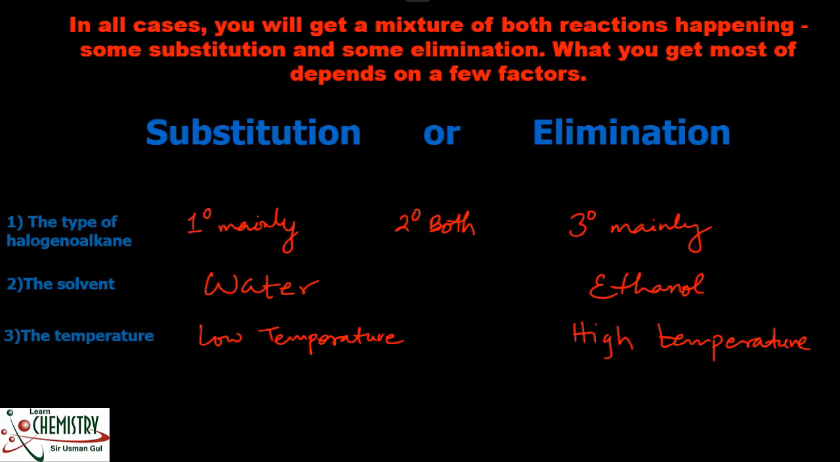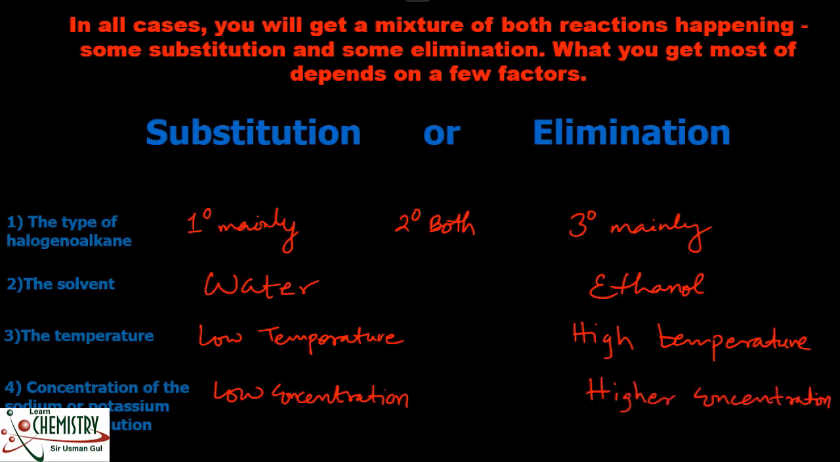And the last factor is the concentration of sodium or potassium hydroxide solution. When the concentration is low, you will get substitution product, and if the concentration is high, then you will get elimination product. So these are the main four factors you have to remember. Then you can decide whether substitution or elimination will occur. Now I will explain the SN reaction and the elimination reaction with mechanism.